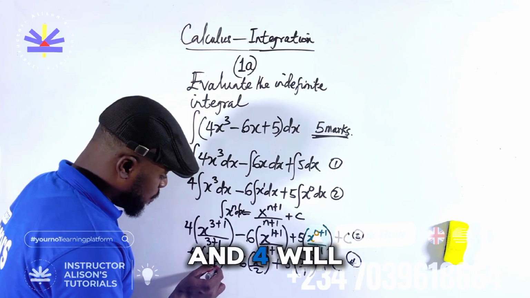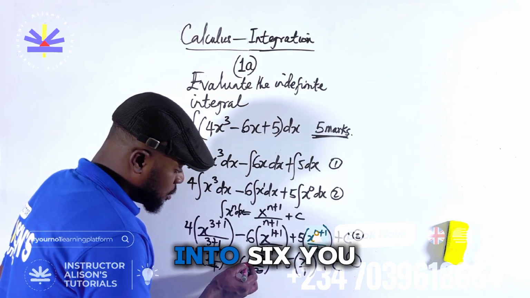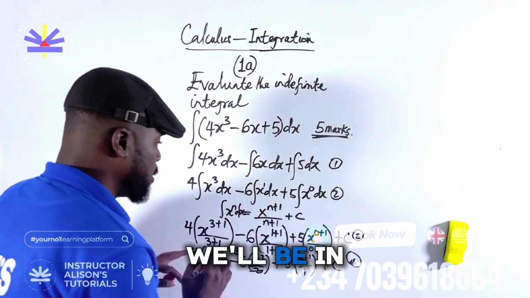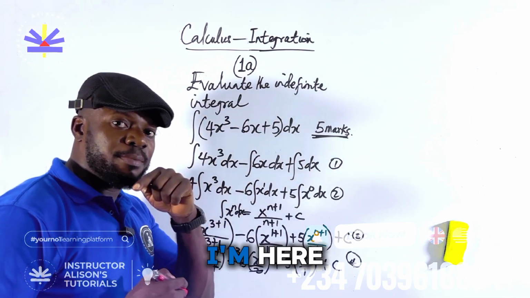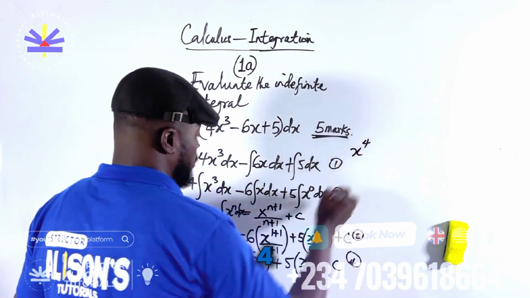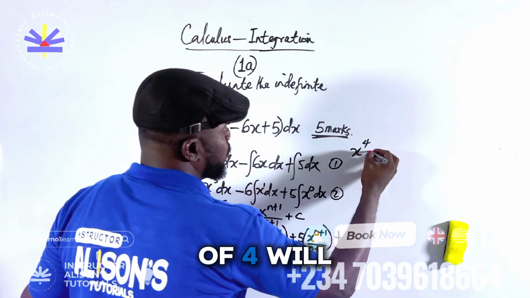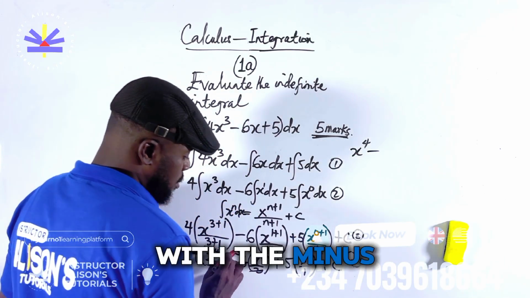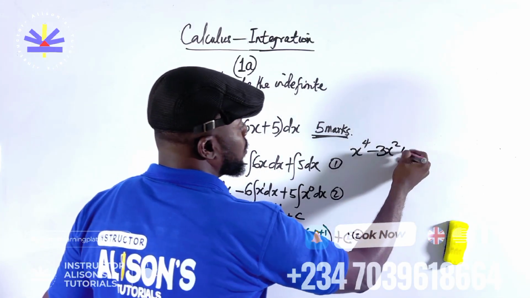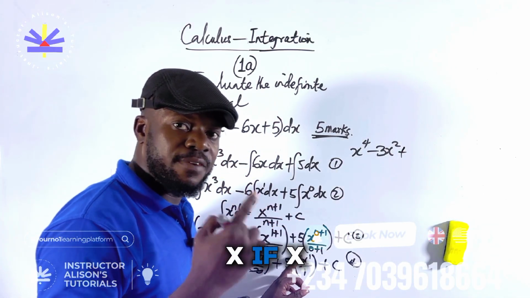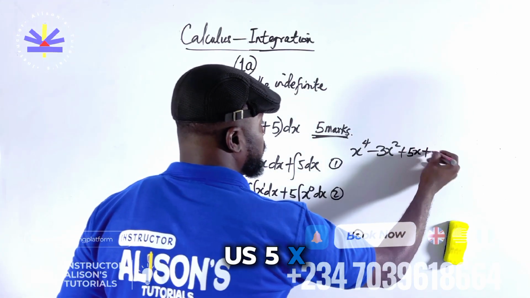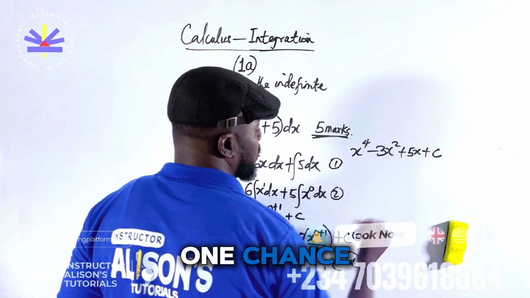Now to know that this 4 and 4 will cancel. These 2, if you go into 6, it will go only 3 times. Nothing else. Just bring out everything that remains. So x to the power of 4: if 4 and 4 cancel, x to the power of 4 will remain. Bring the sign there, minus 3 times x squared, so 3x squared. Bring the sign there, plus. Remember x to the power of 1 is x, and x divided by 1 is still x. So 5 times x gives us 5x. Plus, if you miss writing this c, you don't get that 1 mark of the 5 marks.